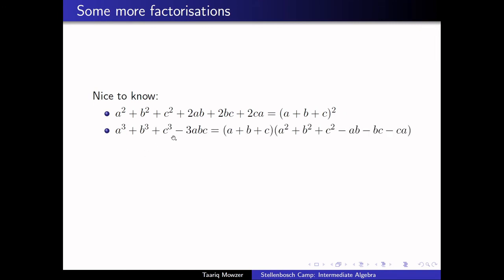Next is a factorization that seems a bit odd. It is a cubed plus b cubed plus c cubed minus 3abc equals (a plus b plus c) times (a squared plus b squared plus c squared minus ab minus bc minus ca).